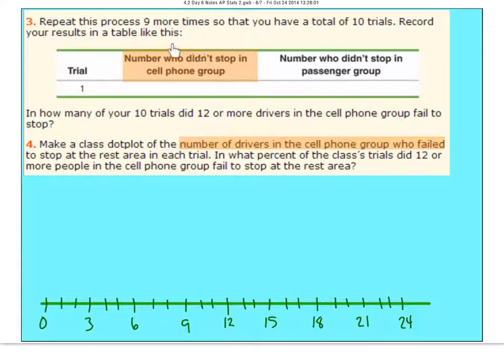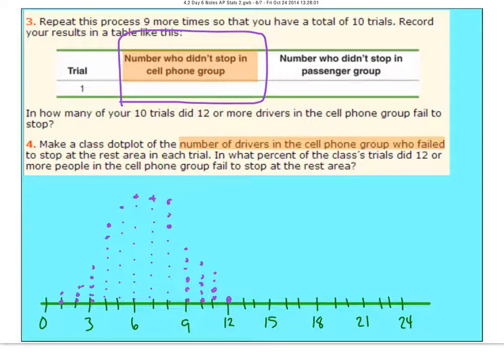They then went into a table, and they wanted you to do this trial 10 times, recording how many people did not stop at the rest area. So after doing that, what they did is they recorded in this dot plot down here the number of times that people did not stop at the rest area, just for the cell phone group. So each dot here represents one simulation, and these were the results.